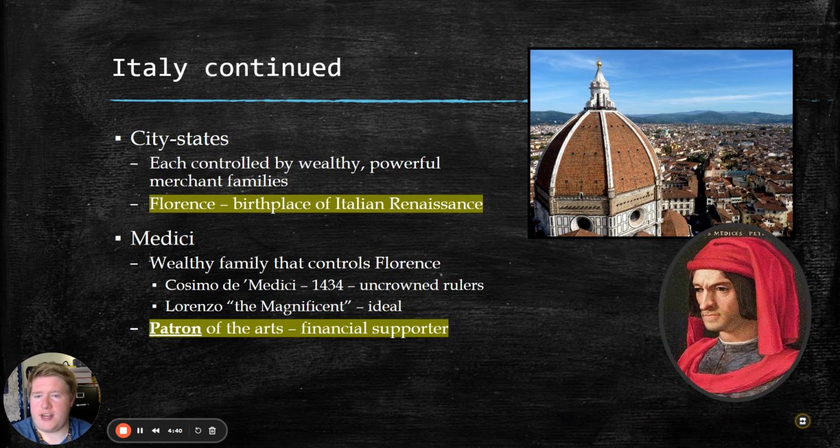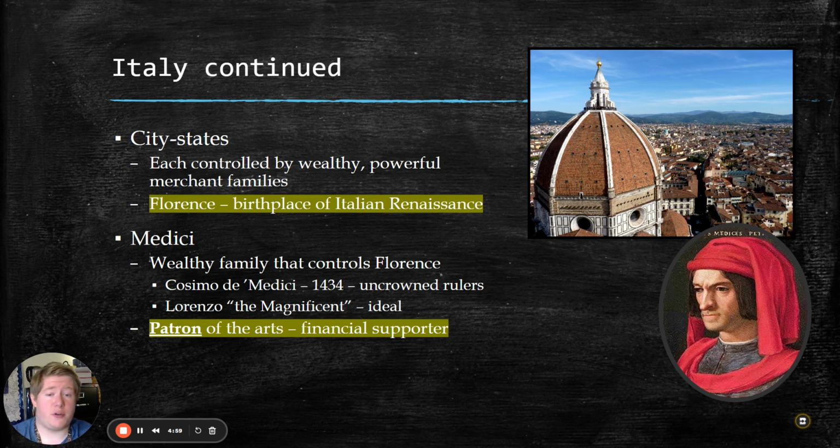So a little bit more in Italy. Just like ancient Greece, they had city-states. Now, each was controlled by wealthy, powerful merchant families. Specifically, we're looking at the city of Florence. This is the birthplace of the Italian Renaissance, where the powerful family that controlled it was the Medicis.